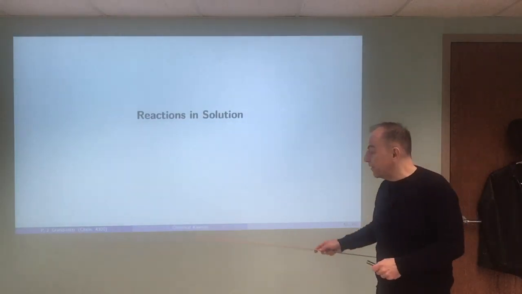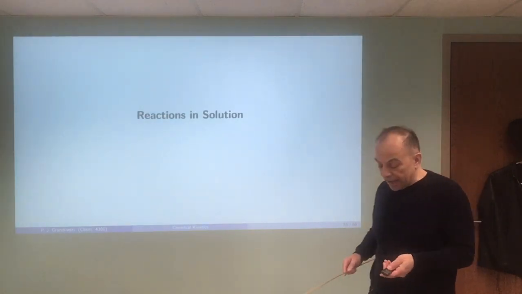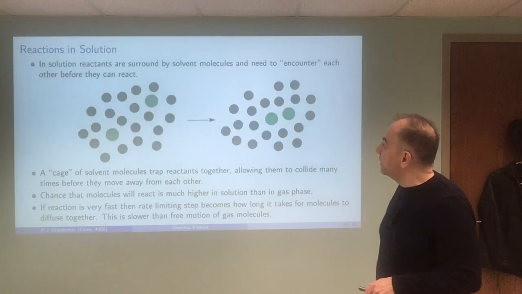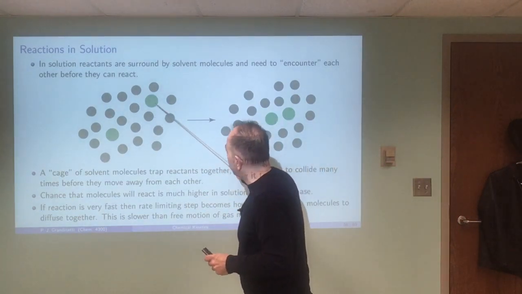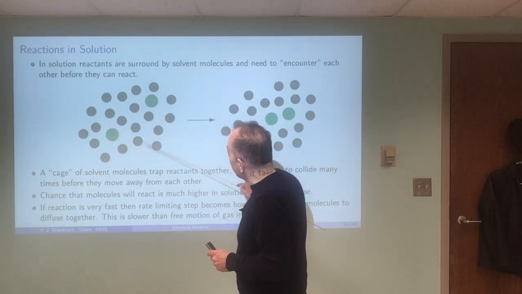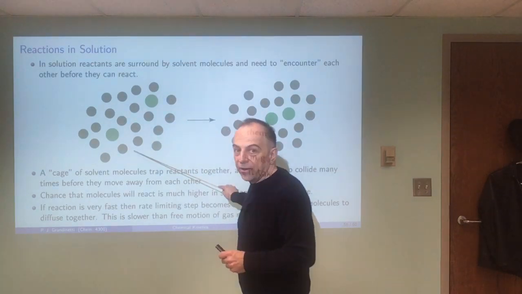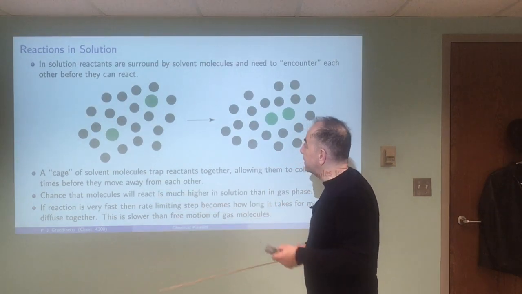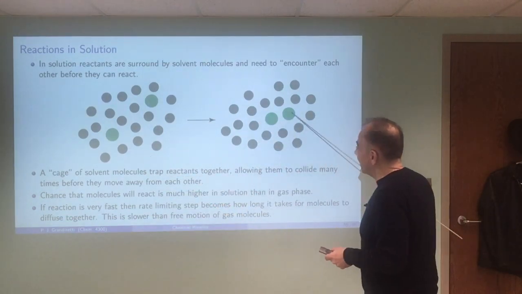In this video, we're going to finish up our discussion of chemical kinetics, and now we're going to look at reactions in solution. When you think about a reaction that's taking place in solution, say between some molecule here and a molecule here, we know that in solution there are all these solvent molecules around the reactants that are going to eventually meet and react.